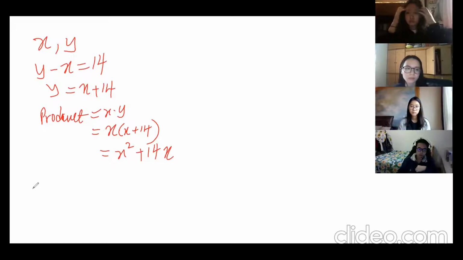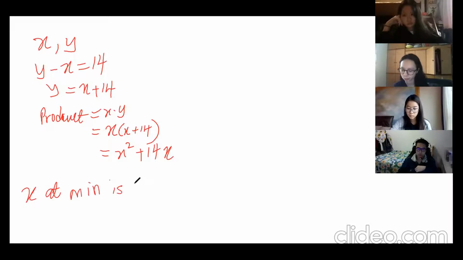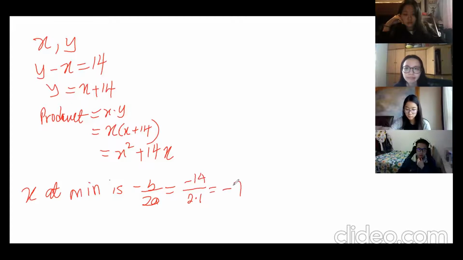Wonderful. So x at minimum is negative b over 2a. So a is 1. And b is 14. So that's negative 7. Yeah, and then just put it inside the formula, so x plus 14. Oh, you mean leave it inside here? But a and b, so like the minimum is equal to negative 14 over 2 times 1.